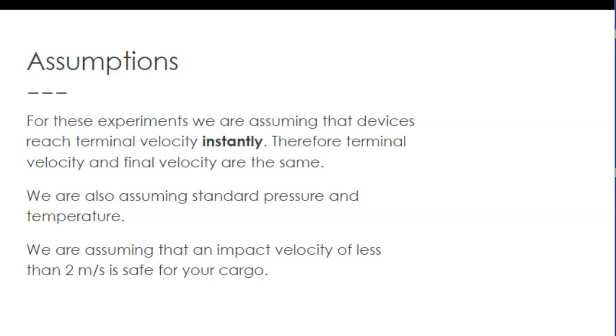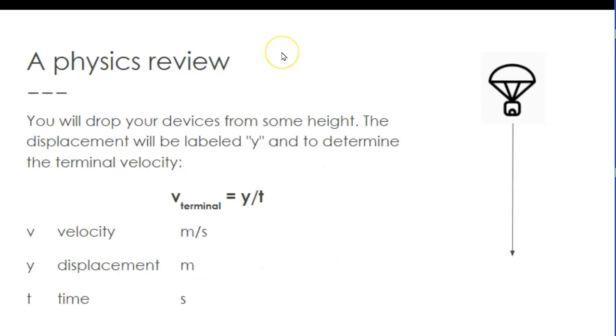This will simplify our calculations, so we don't have to think about it. And we are assuming that an impact velocity of less than 2 meters per second is safe for your cargo. So your target is to get below 2 meters per second. So you're going to drop your device from some height. This is going to be a y displacement. Think about the xy axis.